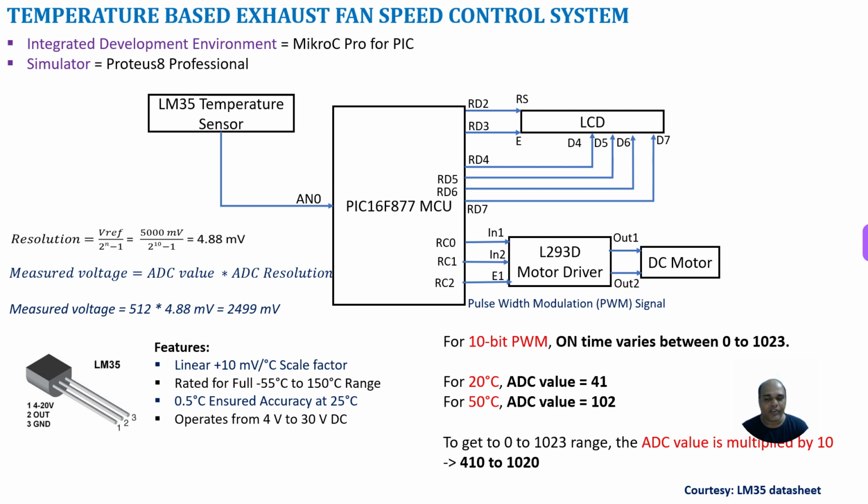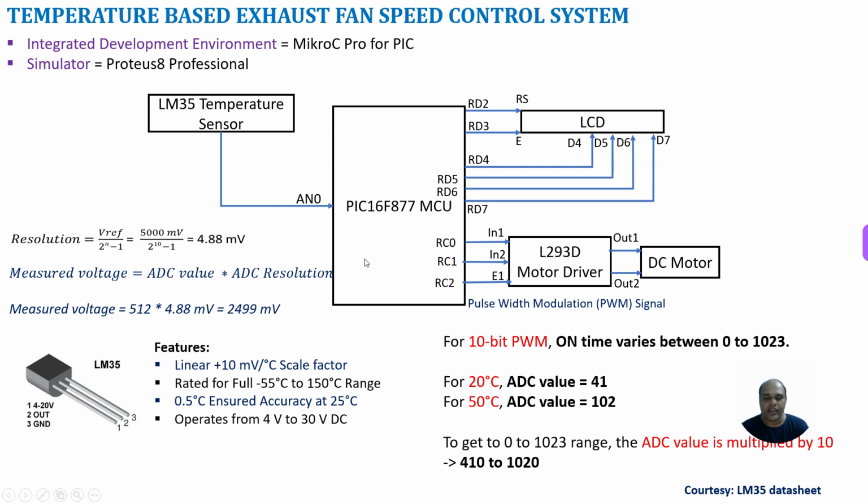For example, if the room temperature is 30 degrees, the sensor will produce 300 millivolt as an output. If the room temperature is 25 degrees, it will produce a voltage of about 250 millivolts. It can measure from minus 55 degrees centigrade to 150 degrees centigrade, and it has an accuracy of about 0.5 degree centigrade. And it operates at 4 volt to 30 volt.